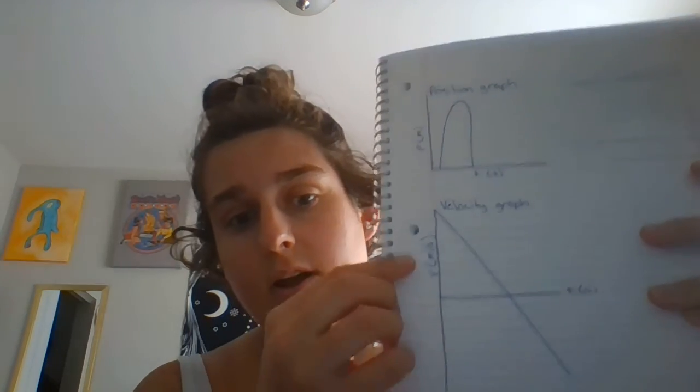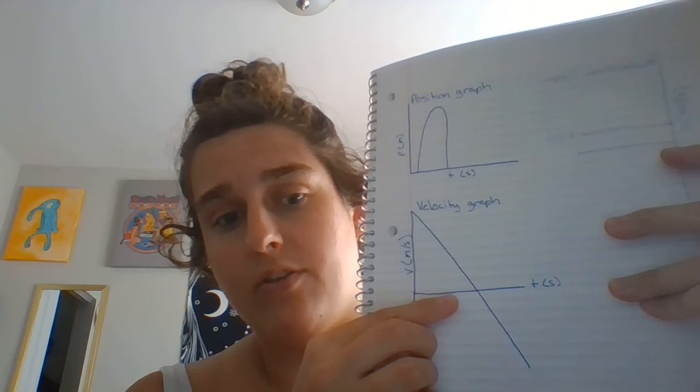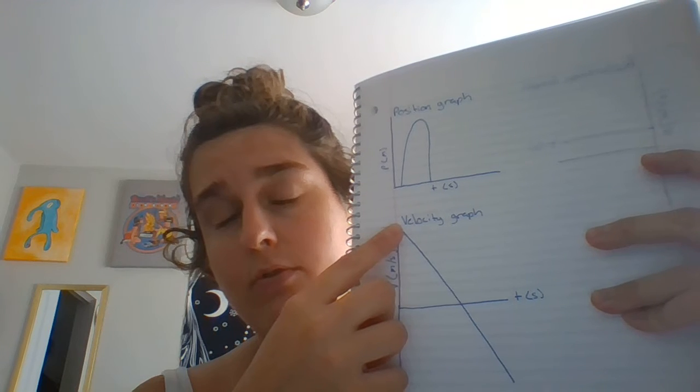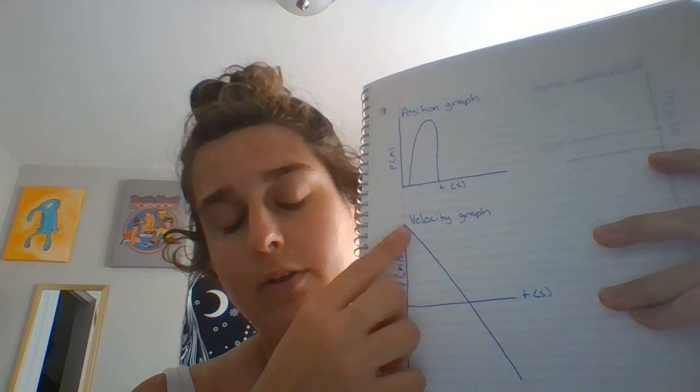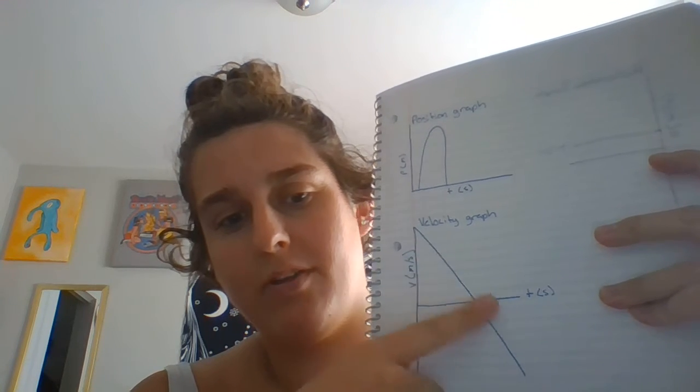So the next graph that we'll talk about is the velocity graph. That is on the y-axis is velocity, and it's in meters per second, and the x-axis is time. So the velocity is going to be a straight line, a linear line, that is a negative slope from the positive to the negative.